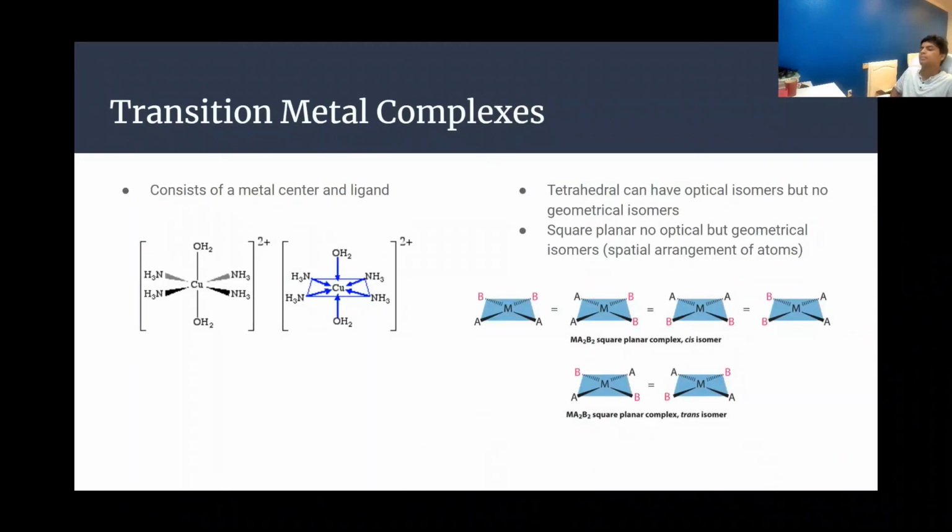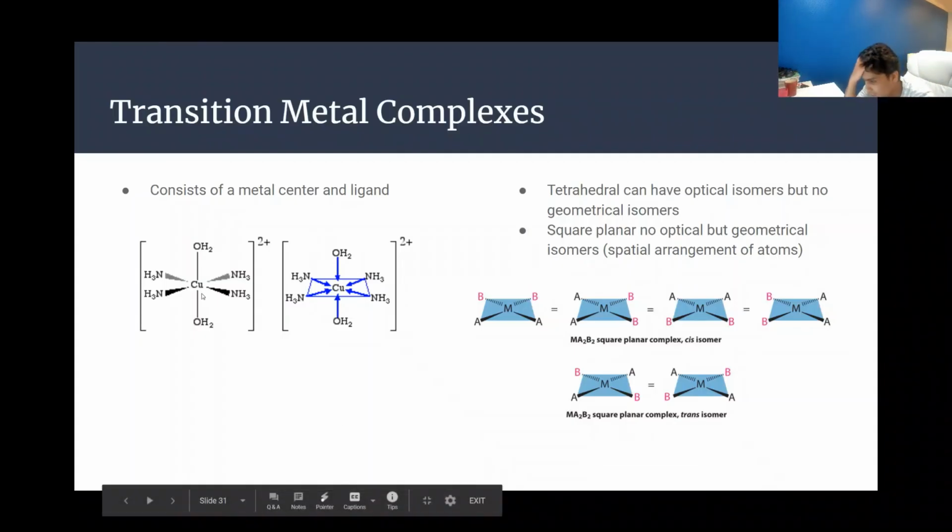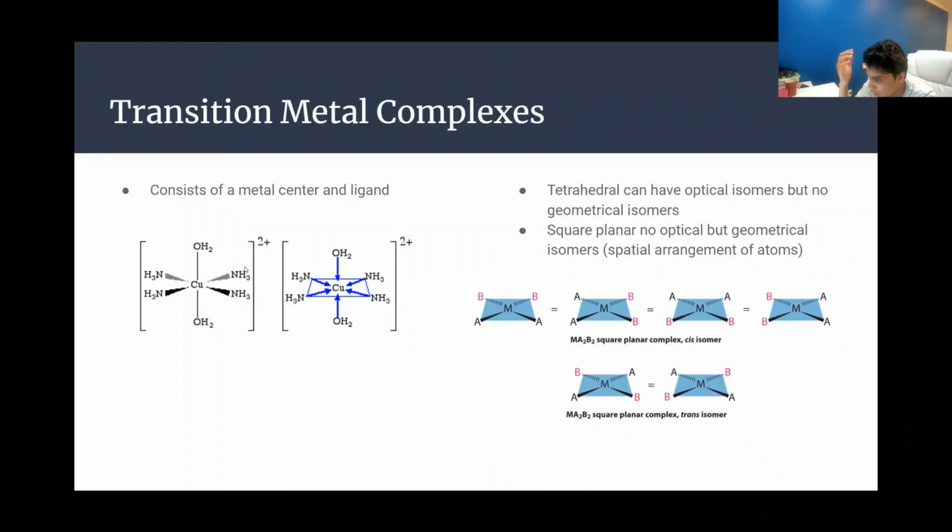Transition metal complexes. Essentially it just contains a metal center and a ligand. So this is your metal center. The metal center is usually a Lewis acid, and the ligand is a base because the ligands donate electron density to the metal center to form a coordinate covalent bond. Usually tetrahedral complexes can have optical isomers, which you'll see how later, but no geometrical isomers.